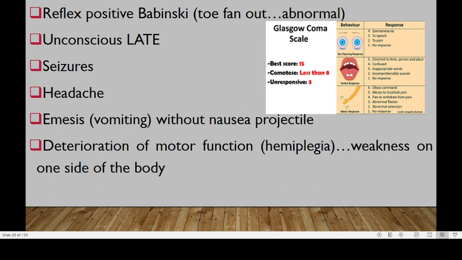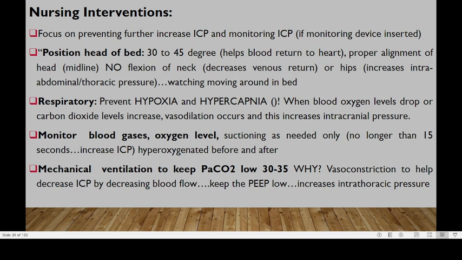reflex or unconscious, which is of course late. Our patient could present with seizures, headache, vomiting, deterioration in motor function for that case. As a nurse, you have to focus on preventing further increase in ICP and monitoring, of course, of the ICP if a monitoring device is inserted.